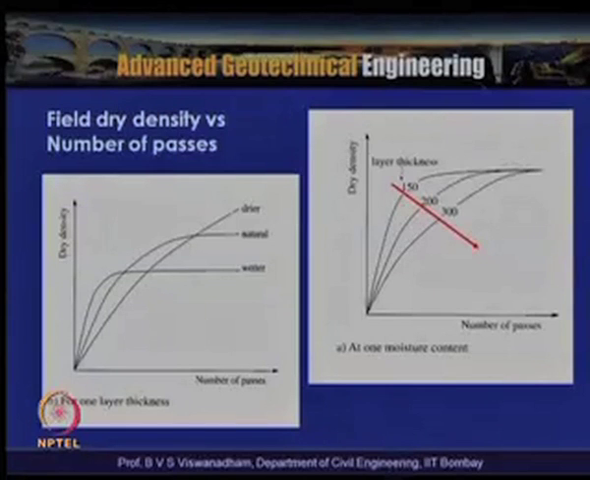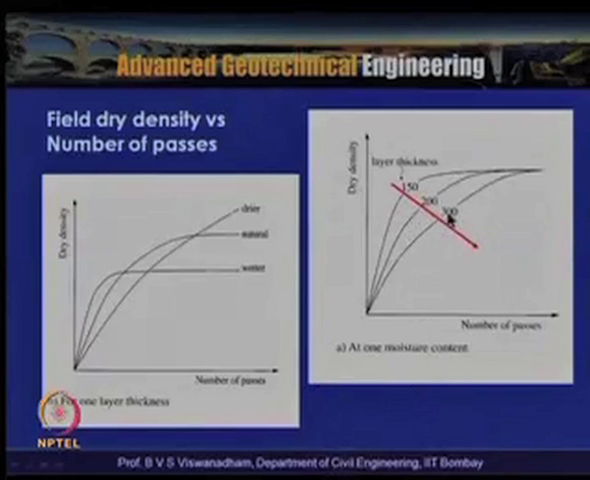And similarly, with the natural soil, in case of dry soils, increasing the number of passes can appear to be effective here, may not be initially, but with a higher number of layers for the drier soils, higher densities can be achieved. So here, at one moisture content with different thicknesses, it can be shown.